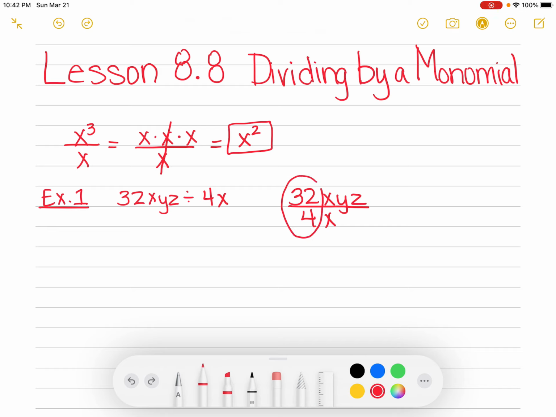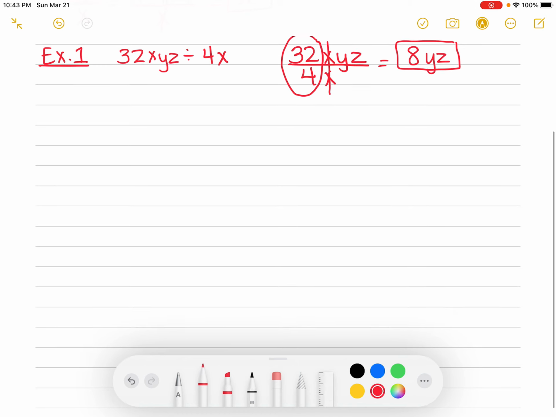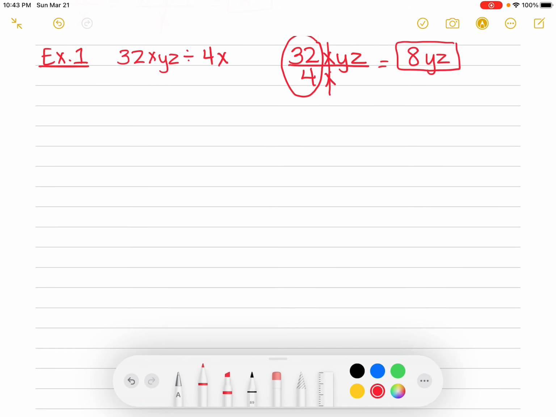First I'm going to do this division. That means 32 divided by 4. That's an easy one. I just get 8. When you divide numbers like that and just get a number like 8, it goes on the top. Then my x's are going to cross each other out because they're the same exponents, x and x. That means I only have y and z left on the top. So my answer is 8yz. Pretty easy, hopefully.